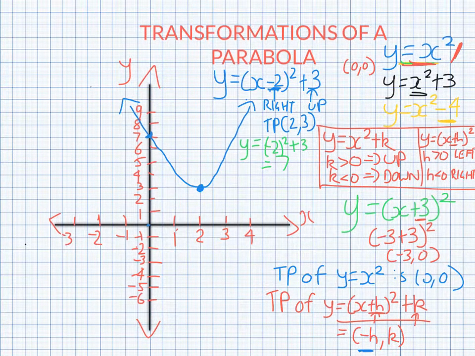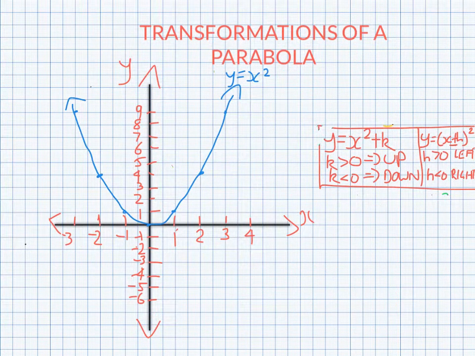Okay, so please pause and copy all this stuff down because I'm going to go through just one more type of transformation. So the last transformation we're going to look at is a dilation. So I've got the graph of y equals x squared here. So what if I wanted to graph the curve y equals 2x squared?